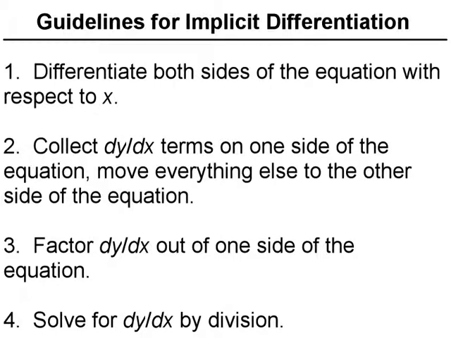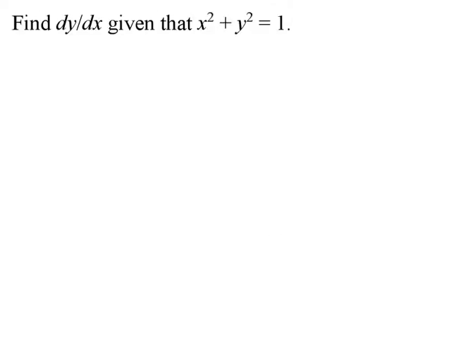First step is to differentiate both sides of the equation with respect to x, which is already what we did. On those first 3 we differentiated both sides with respect to x. Number 2, we're going to collect the dy dx terms on one side of the equation. Everything else will go to the other side. We're going to factor dy dx out of the side of the equation, and then we're going to solve for dy dx by division. So we're going to go ahead and do those 4 steps with this problem. It says find dy dx given that x squared plus y squared equals 1.